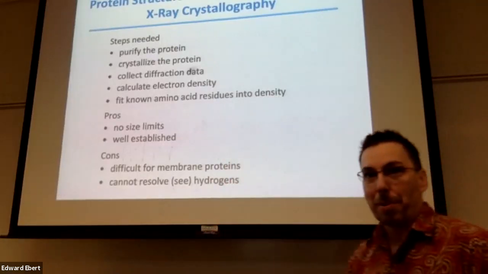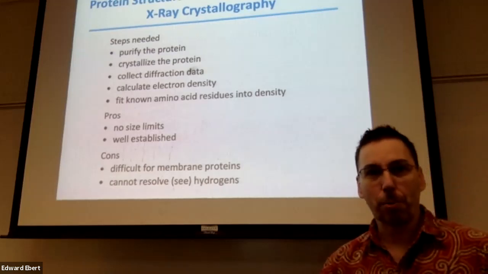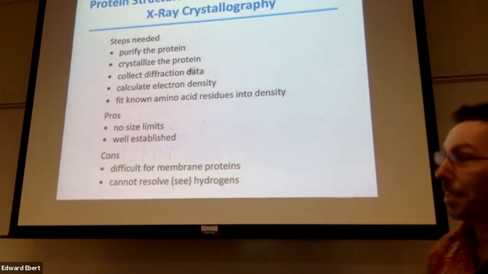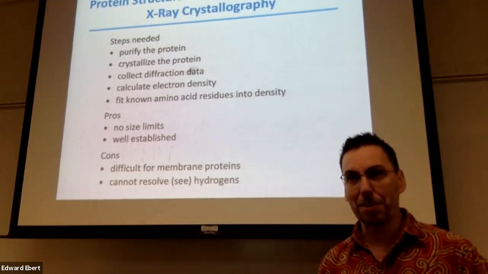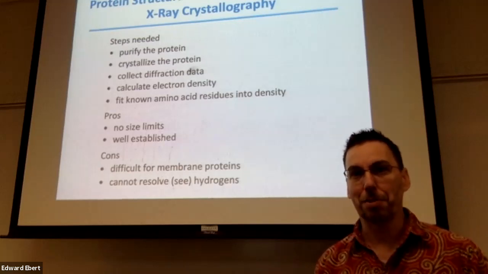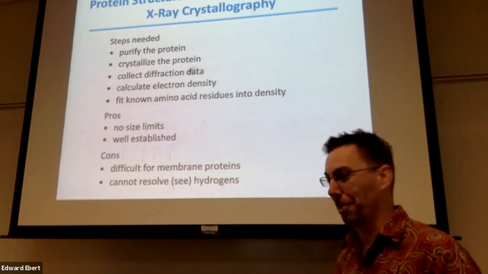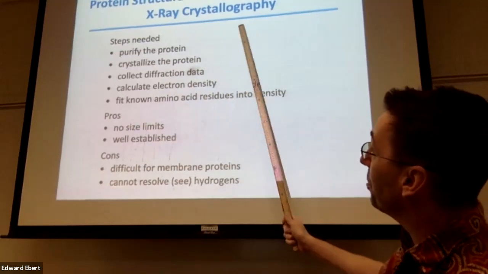We've got two primary methods that we utilize: X-ray crystallography and NMR. They both have advantages and disadvantages. So we'll briefly talk about these two, and you can almost imagine an exam question: compare and contrast X-ray crystallography versus NMR. So what do we need to do for X-ray crystallography?